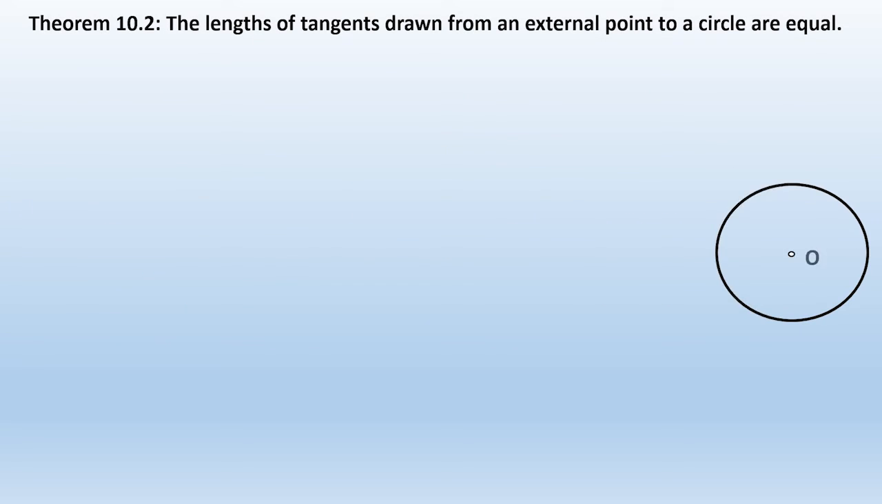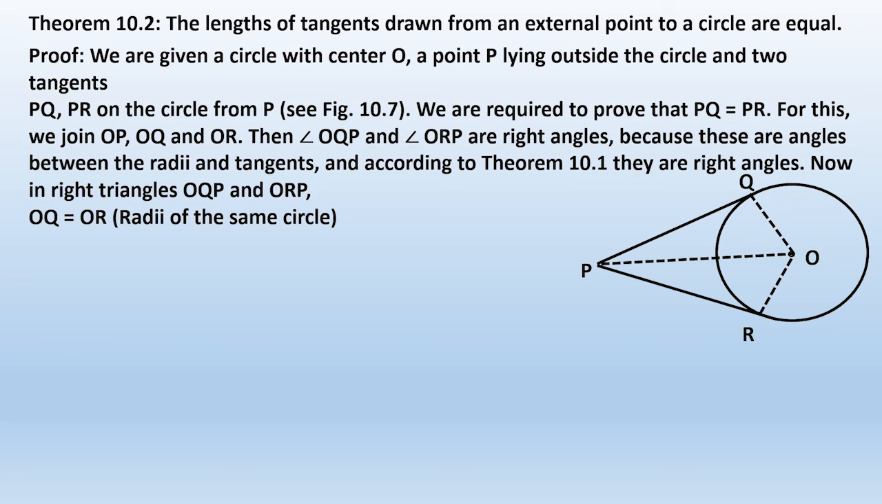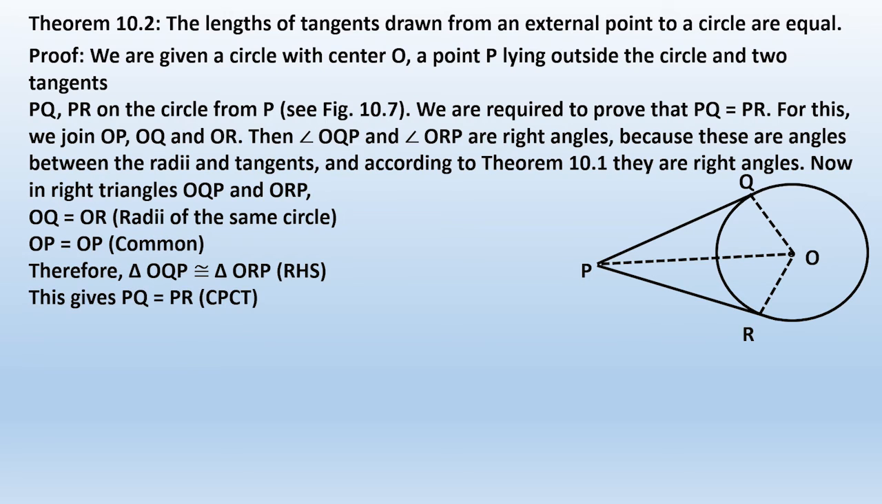Now children, we will go through a theorem to prove the previous slide topic. Theorem 10.2. The lengths of the tangents drawn from an external point to a circle are equal. Proof. A circle with a center O and a point P outside the circle, and two tangents PQ and PR to the circle from P, are presented. We must demonstrate that PQ is equal to PR.